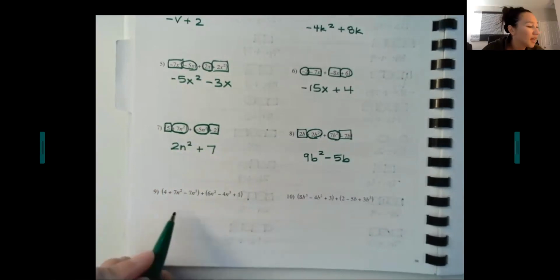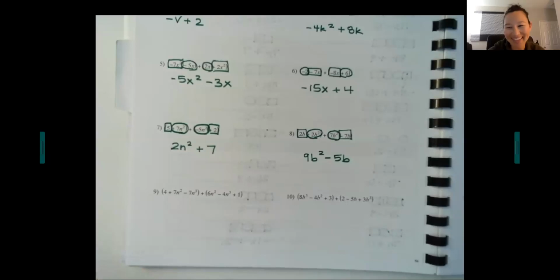Okay, Savannah, number 9. To be honest, this is the first one with second to the power and third to the power. So it took me just a minute to figure out what I was doing, but I figured it out. I started by circling the 4 as well as the 1, and then I squared the rest of them.